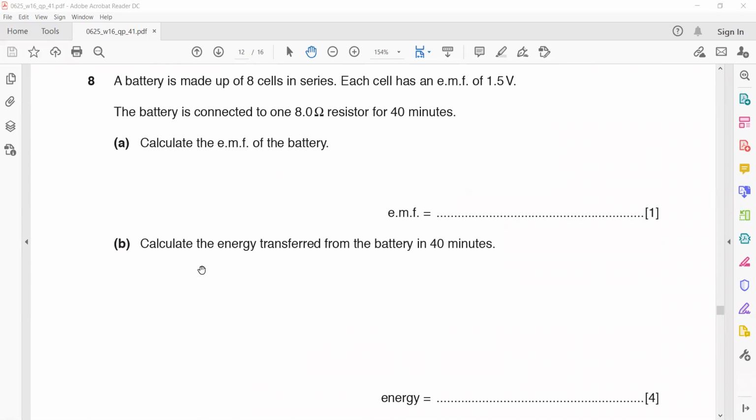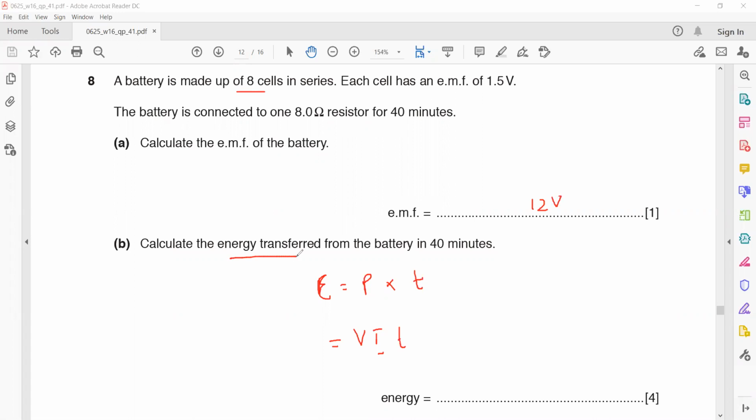In question 8, calculate the energy transfer in 40 minutes. What is the formula for energy? Electrical energy, or any kind of energy, is power multiplied by time. And what is power? P is equal to VI. So voltage times current times time. But in this question, we have the EMF of the battery, because it is made up of 8 cells multiplied by 1.5. That is 12 volts.